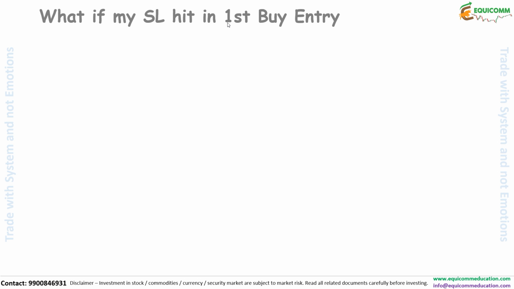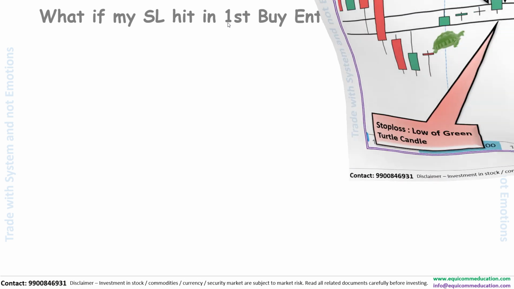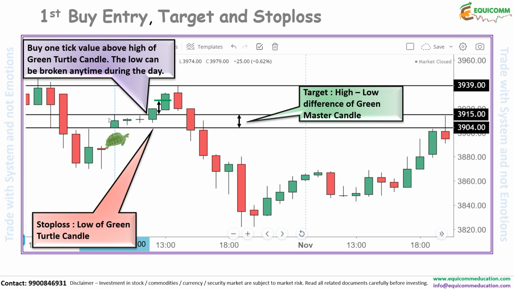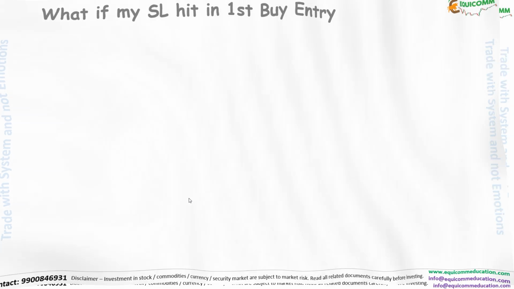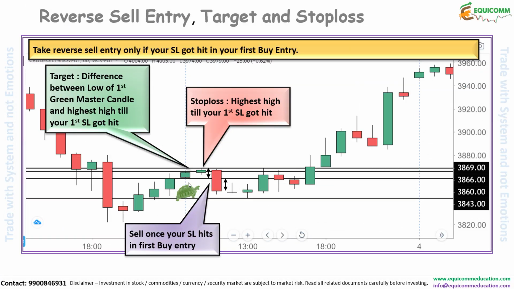Question: what if my SL hits in the first buy entry? This is possible, right? I have come back to the previous slide. Now your target did not hit and the price is going in a downward direction. Say this is your green turtle candle, and there was a buy call, and then it did not hit the target. You can see by the distance itself here. So the target did not hit and then the price came down in the reverse direction.